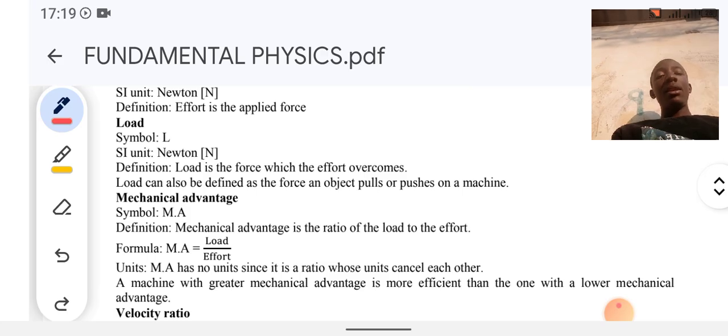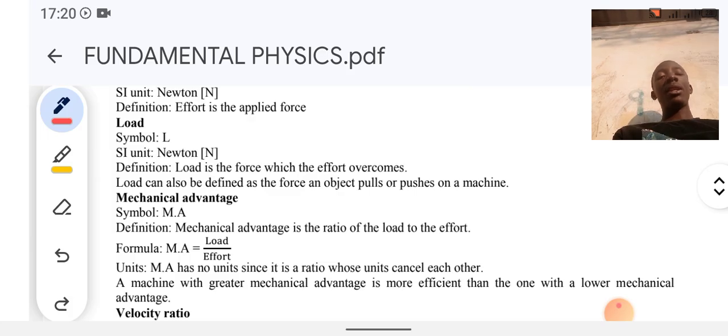Moving on, a load can also be defined as the force of an object that pulls or pushes on a machine. That's another definition you can use. But I advise you to go for the first one, which simply says a load is a force which the effort overcomes.